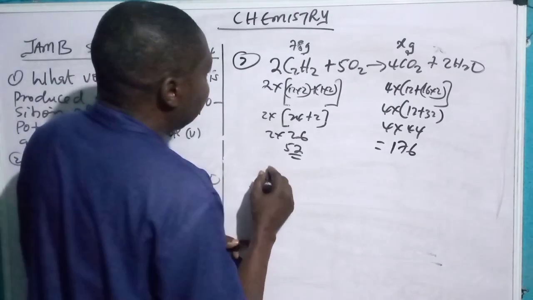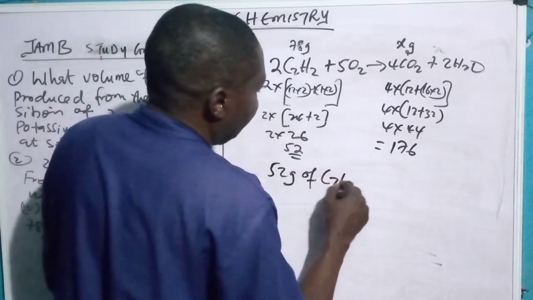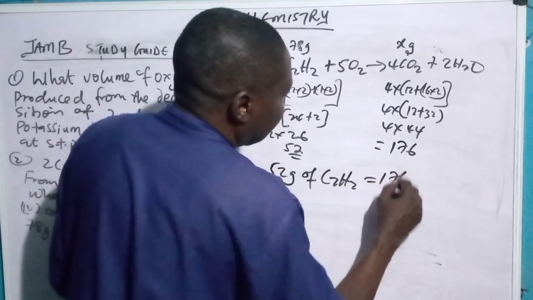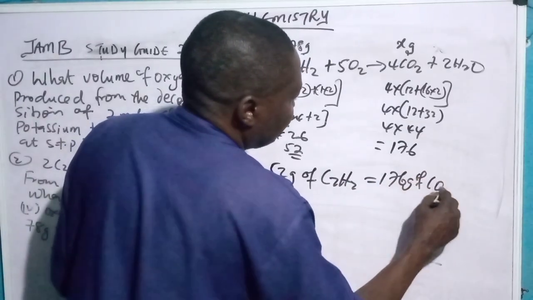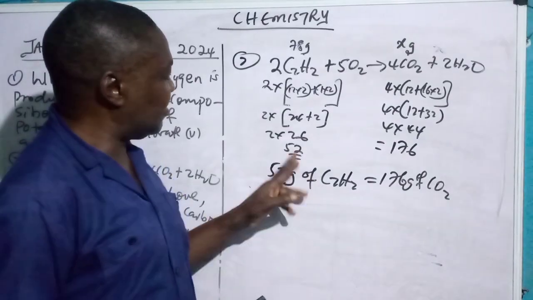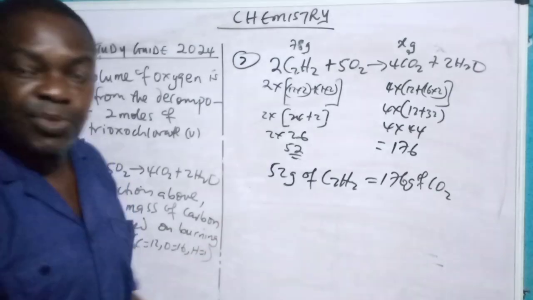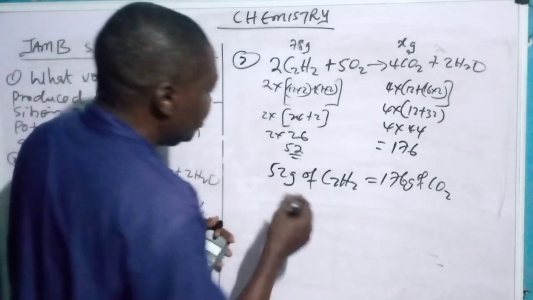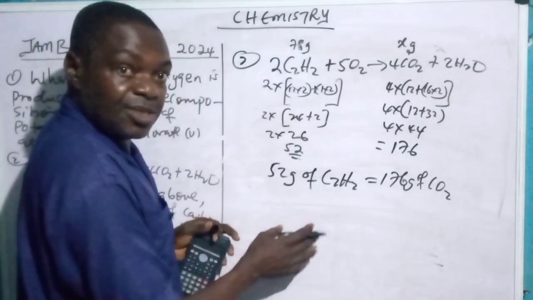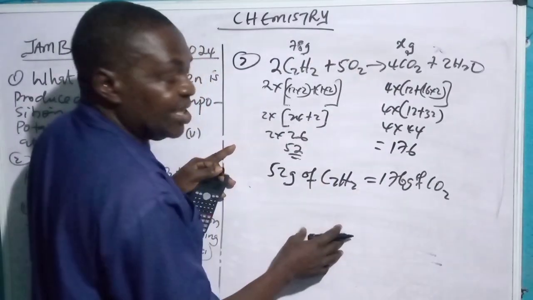We say 52 grams of C2H2 gives you 176 grams of CO2. Under JAMB condition again, you don't need to write this. You just say 52 equals this. This one equals x, cross multiply. You have your answer, go to the next question. There's no time to waste. But this is a process. You have to remove some parts because it's JAMB. But if it's WAEC, everything here is necessary.